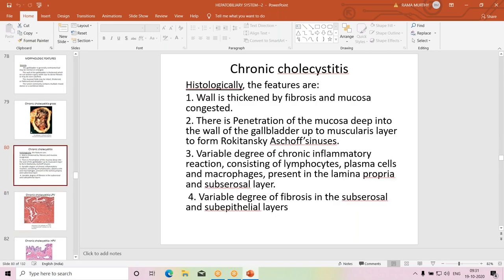So that is an important finding in chronic cholecystitis, and there is variable degree of inflammation surrounding the Rokitansky-Aschoff sinuses. Inflammatory cells include mainly lymphocytes, plasma cells, and macrophages, and they are present in the lamina propria as well as in the subserosal layer also. And there is dense fibrosis. Fibrosis may replace muscle tissue. It may involve the serosa, subserosa, or subepithelial layers.